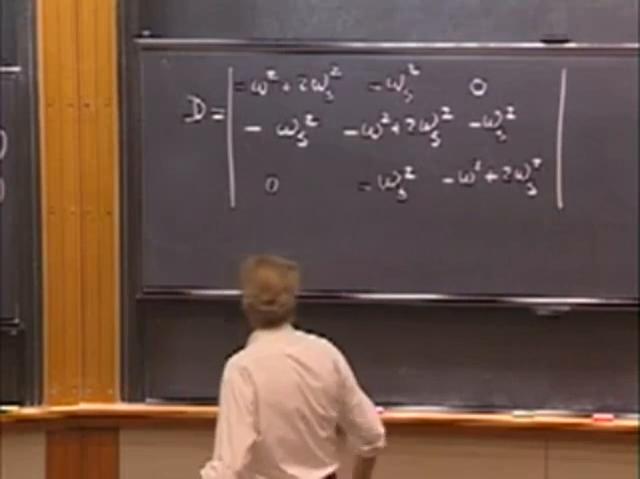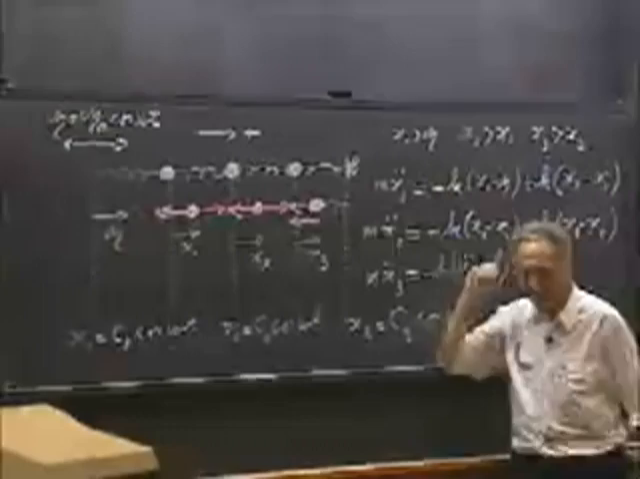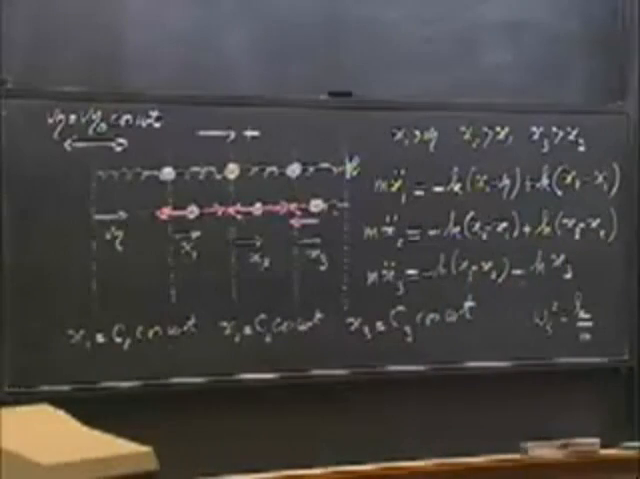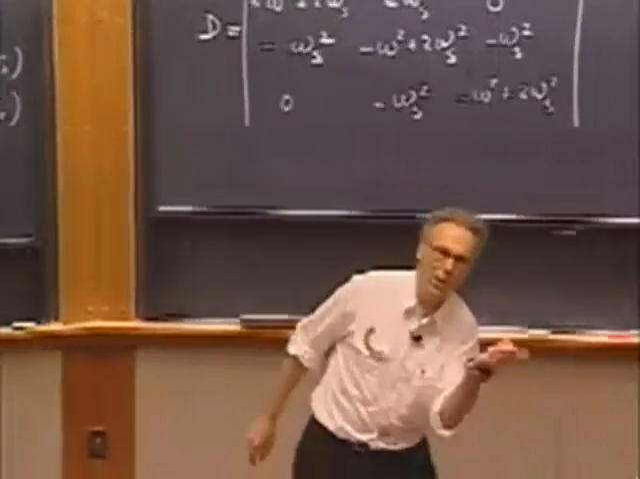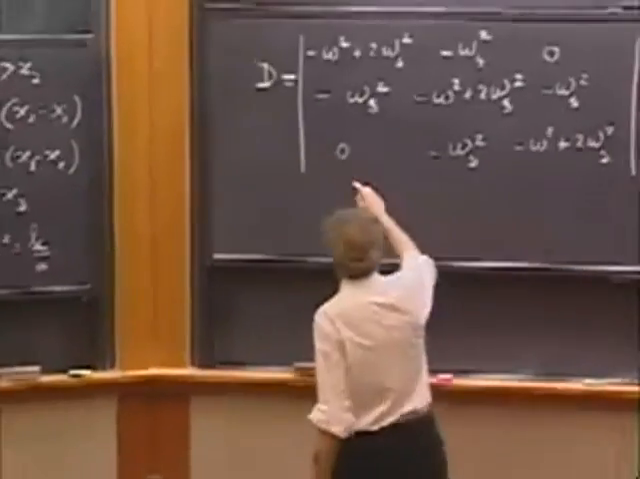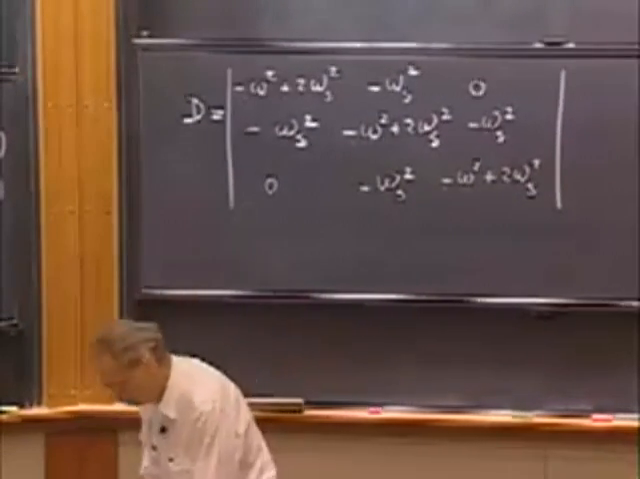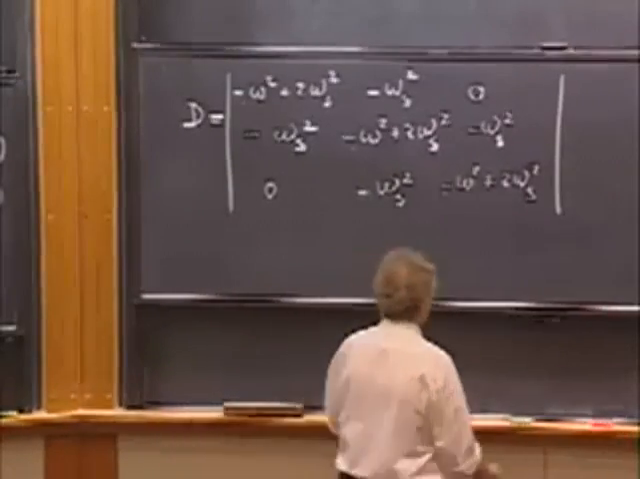Remember, all those omega squares always come from those second derivatives. Because you have to take the second derivative of cosine omega t, that always brings out the minus omega squared. So no surprise that this is a minus, that this is a minus, and that is a minus. So now we want to know what C1 is.